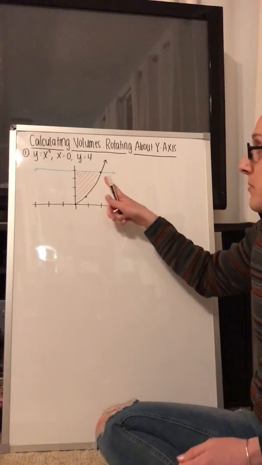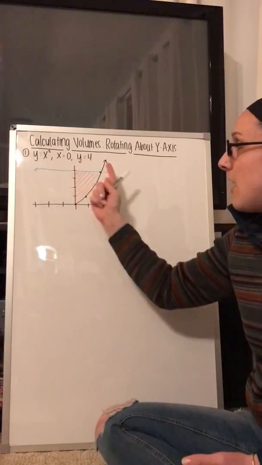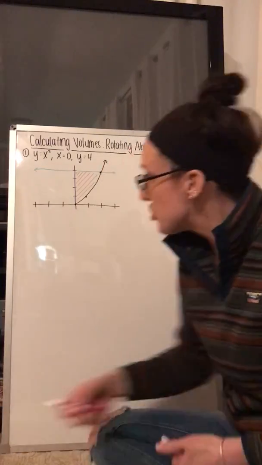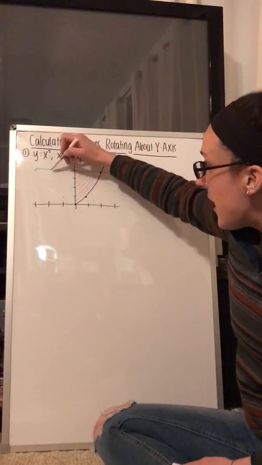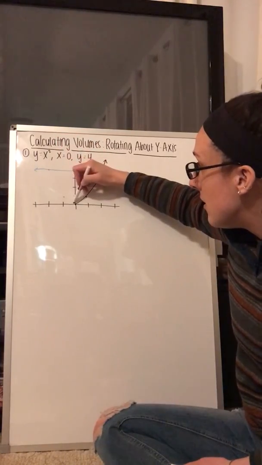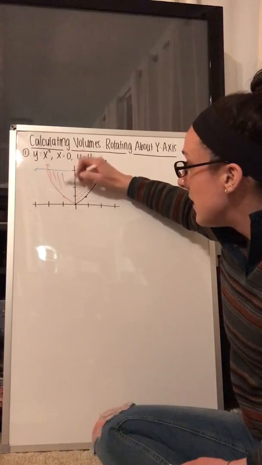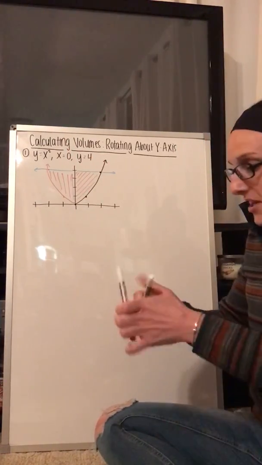So here's my region. I want to imagine, if I'm rotating about this y-axis, it's going to look almost like a bowl shape. So I'll draw what that region's going to look like on the other side. Something like that. Fill that in. So I want to know what this volume is going to be.